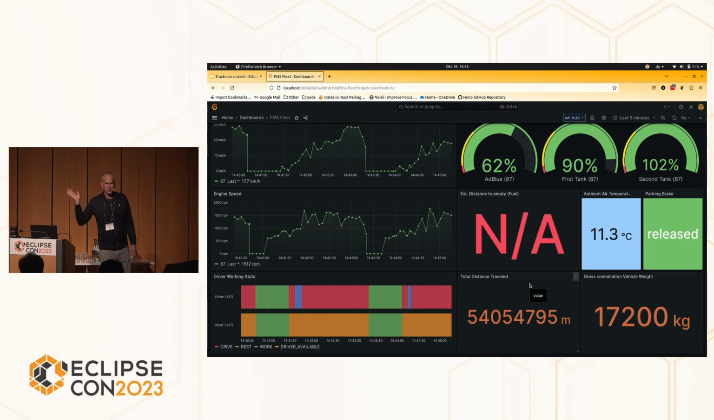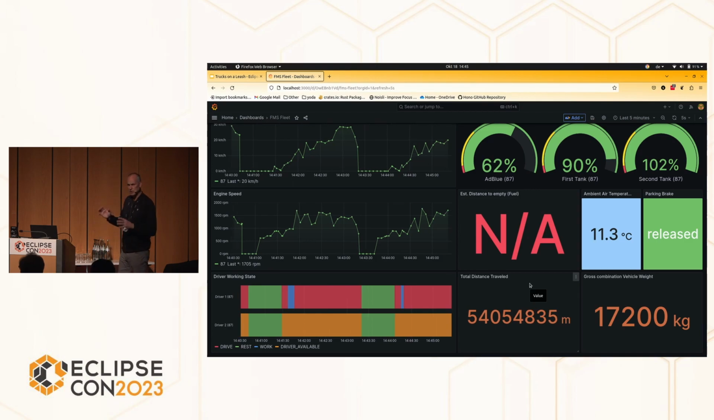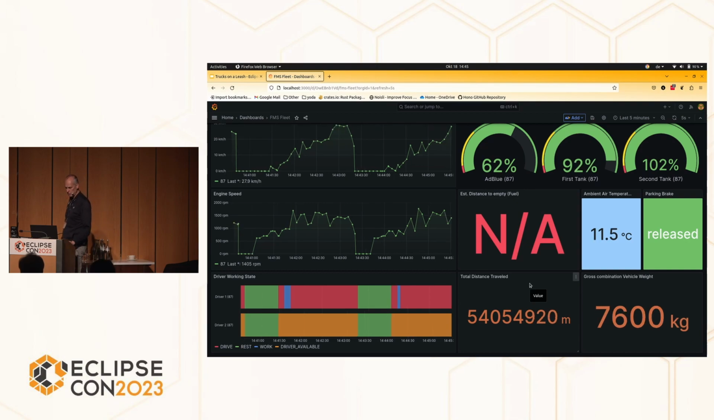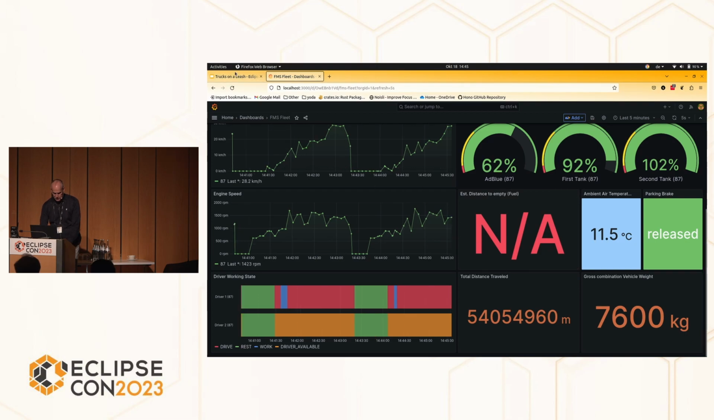This is just for illustration purposes, but a real fleet management service application would, of course, have a much finer-grained selection of data and many more data points that they consider when they work on that. So let's see if we go back.